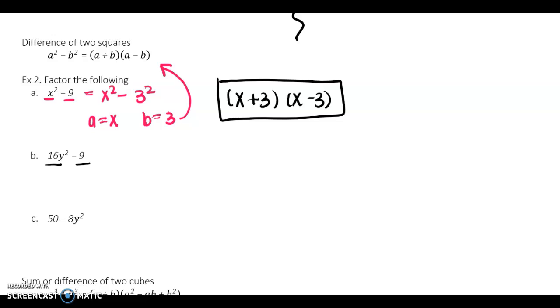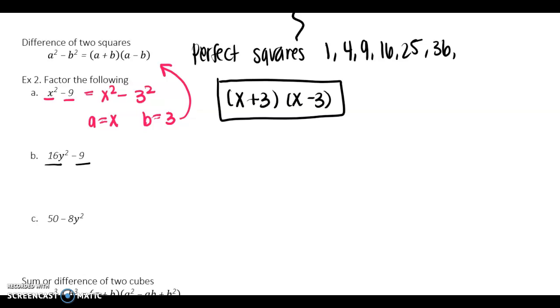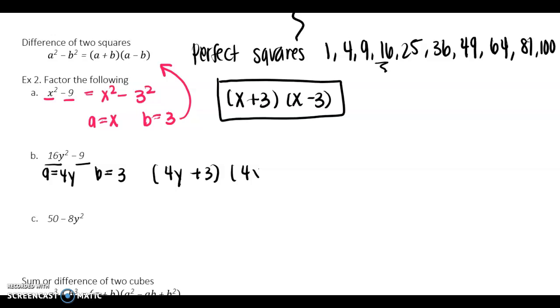See, that's something squared minus something squared, because our perfect squares are 1, 4, 9, 16, 25, 36, then we have 49, 64, 81, and 100. I might have missed some, but 16 is a perfect square. That's 4 squared. So your a would be 4y, and then your b would be 3. So 4y plus 3, and then 4y minus 3. That would be your answer.